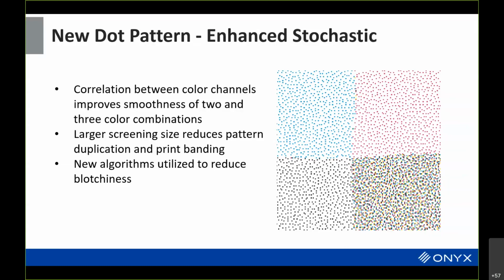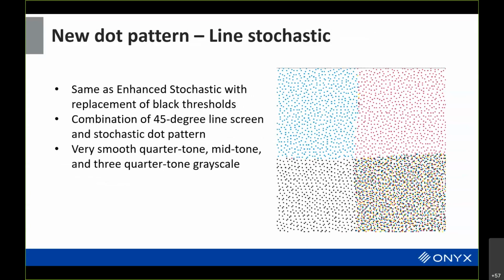The second dot pattern takes the enhanced stochastic dot pattern, but we're going to make a change to the blacks. We're going to make the blacks fall on 45-degree lines, and they actually form lines. The result is you get very, very smooth quarter, mid-tone, and three-quarter tone scales because you have these lines that are filling in.